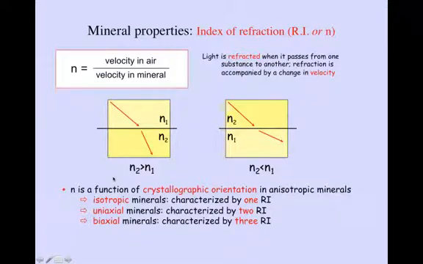The refractive index is also a function of the crystallographic orientation of anisotropic minerals, meaning that depending on how the crystal is oriented in the thin section when it was cut, there can be variability in the refractive index. So if you look up in a reference text, you'll see a range of values for N for different orientations.